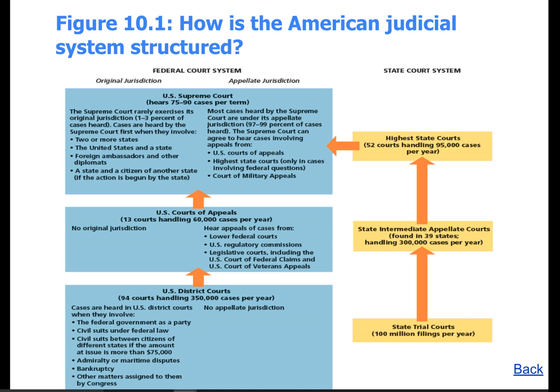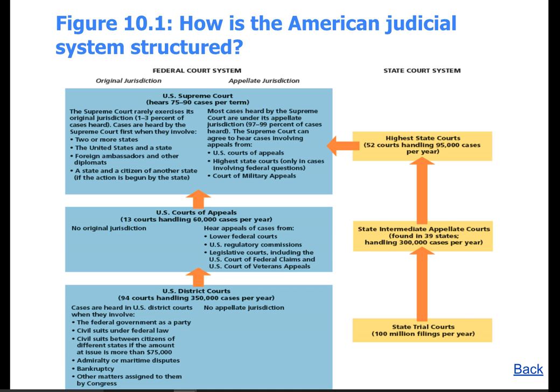But on the left-hand side, you see the original jurisdiction. So U.S. district courts only have original jurisdiction, and those are the types of cases that they will hear in a federal court. You'll notice that civil suits between citizens of different states, if the amount at issue is more than $75,000. So this is where typically a state court would take this civil suit, but in high dollar cases, it could be shoved over to the federal court. They do have original jurisdiction for that. And then you'll see coming up to the appellate courts, they have no original jurisdiction.